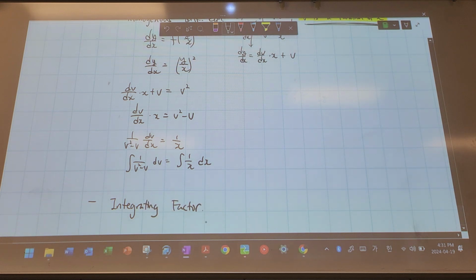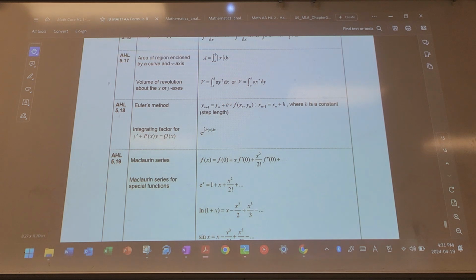So luckily, finally, we have the formal booklet to help us. So apparently, the integrating factor for y prime plus p of x times y equals q of x is e to the power of the integral of p of x dx. So let's try to just interpret this.